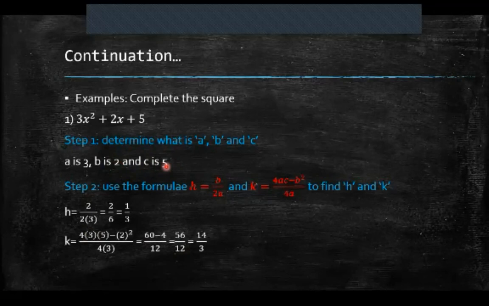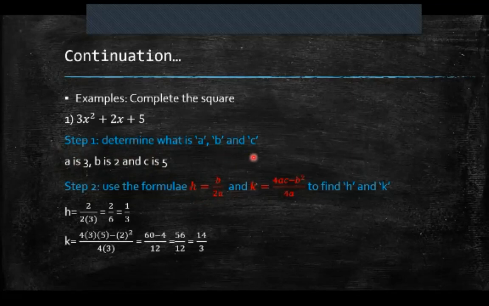What you're going to do now is use the formulas that you know. H is equal to b on 2a, and k is equal to 4ac minus b squared on 4a. These are just two formulas you need to know, right? We can use these formulas to find the values of h and k. How do we do that? You see these values that we got, the values for a, b, and c. All I have to do is substitute them into my formula.